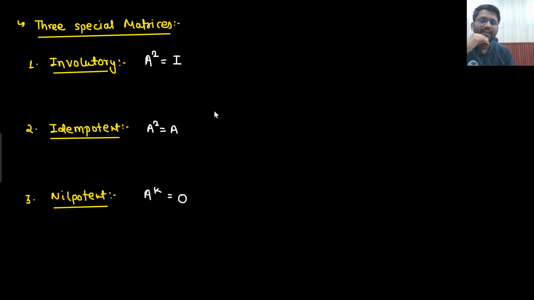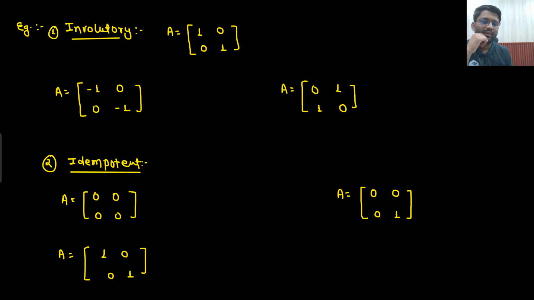Yes sir. Let's see the example of involutory. This was your matrix A. You do the A square. What will you get? This is the identity matrix. Do the A square. You will get A only. This is your matrix A. Do the A square. What will you get? You will get A only.